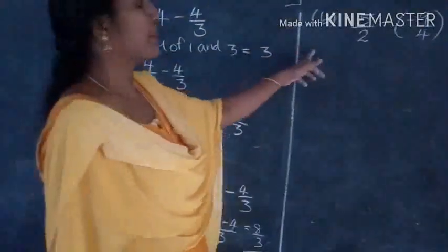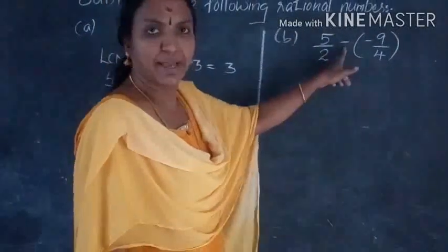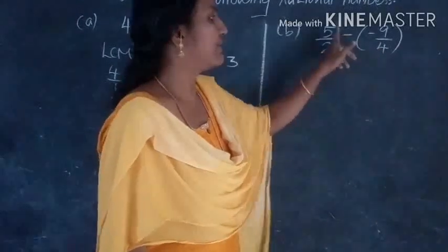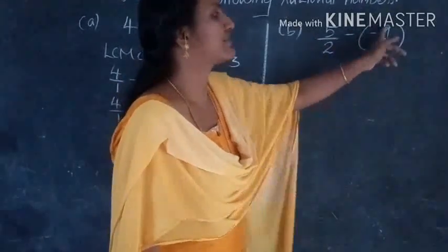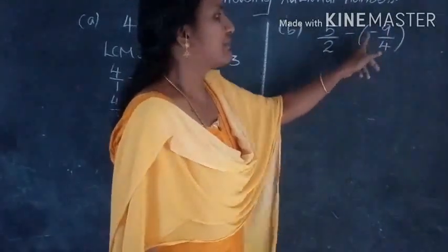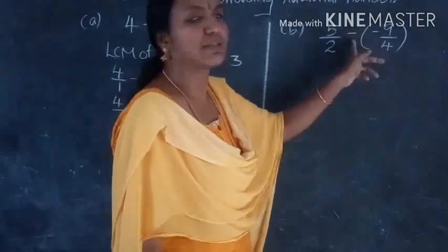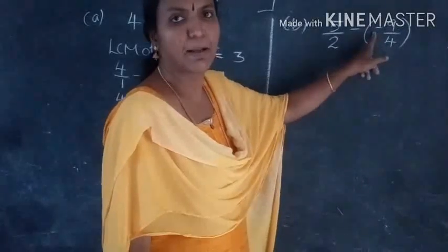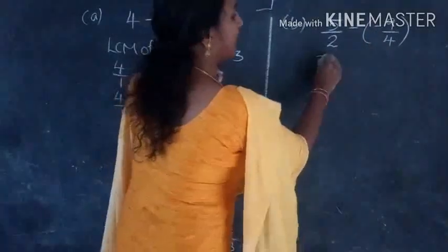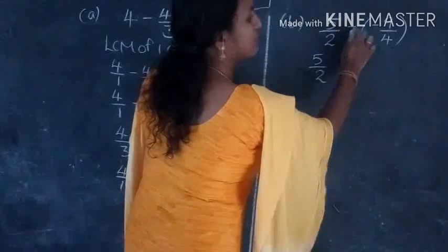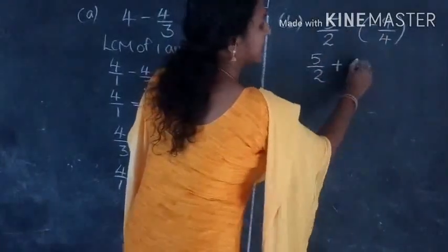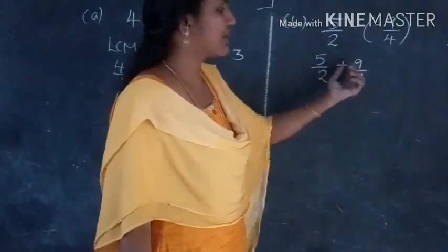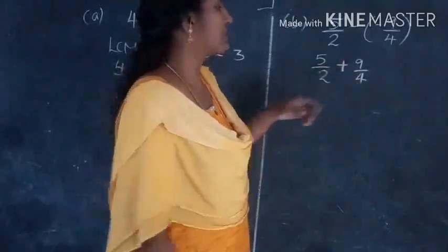The second question, 5 by 2 minus of minus 9 by 4. Inside the bracket is minus and outside the bracket is minus, so multiplying minus and minus, minus into minus is plus. So 5 by 2 plus 9 by 4. Now we already studied how to add fractions.